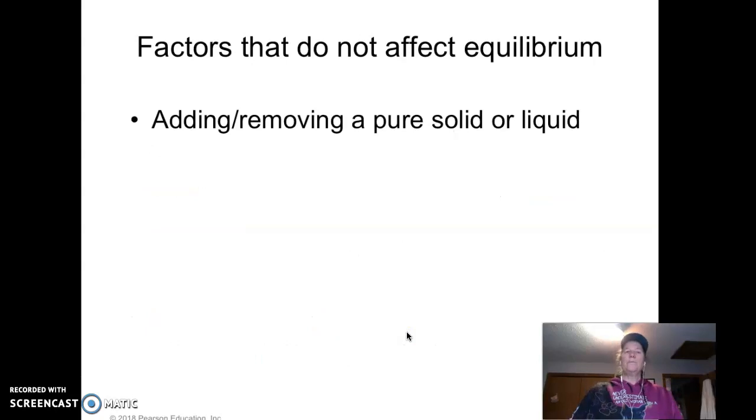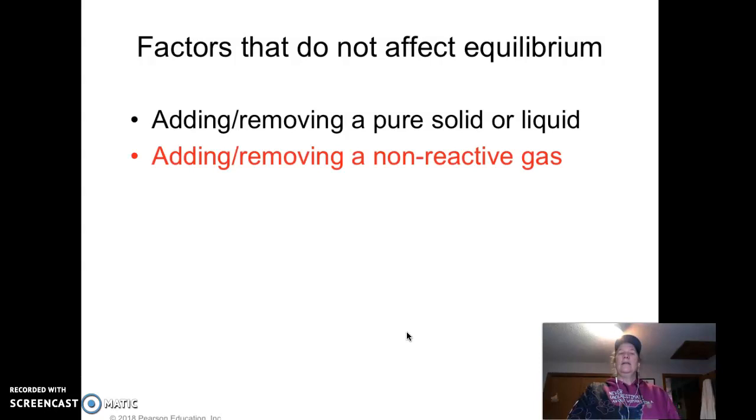Okay, there are some things that don't affect equilibrium. You can add them, subtract them, it won't affect equilibrium. Adding and removing a pure solid or liquid, we talked about that. The only thing we deal with are the gases. Okay, if we have a non-reactive gas, sometimes you'll have those in there, like noble gases. They don't react with anything, so you can put helium on both sides.